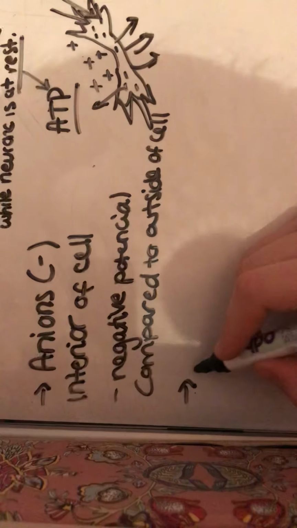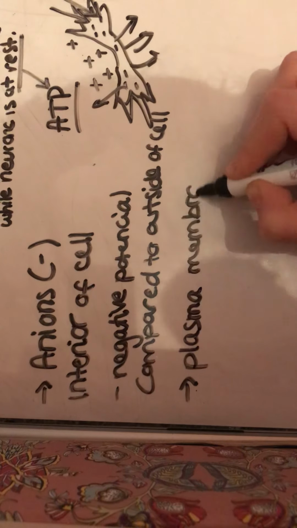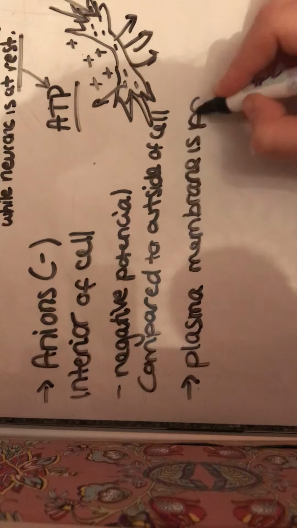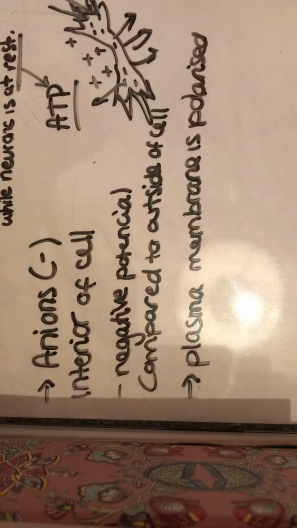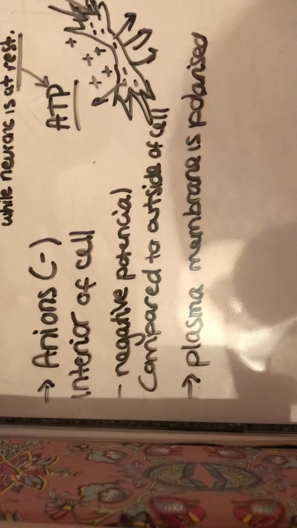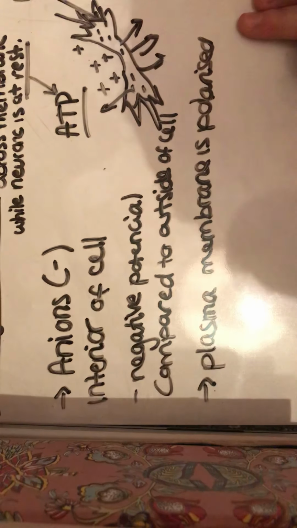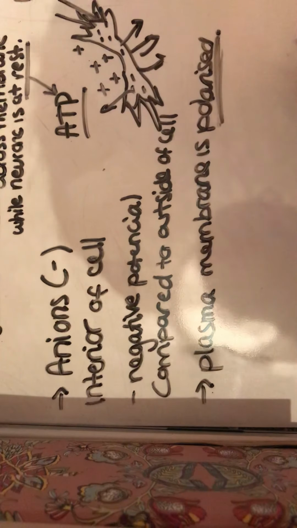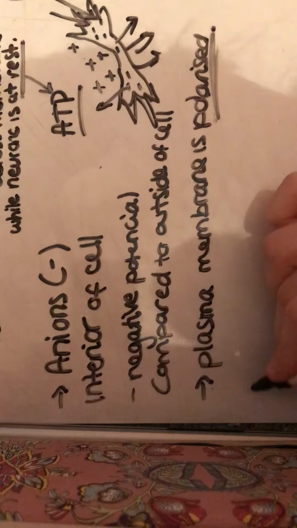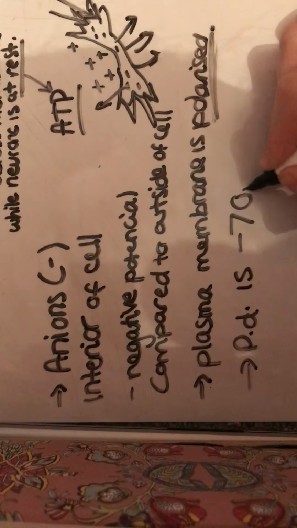So this is why we can say that the plasma membrane is polarized. The whole purpose of pumping these ions is that we're going to maintain a negative charge and maintain this potential difference. So even though it is at rest, we're actually doing a lot of exchanging of ions, so we're using a lot of ATP. So we've got it polarized, and the potential difference is minus 70 mV.